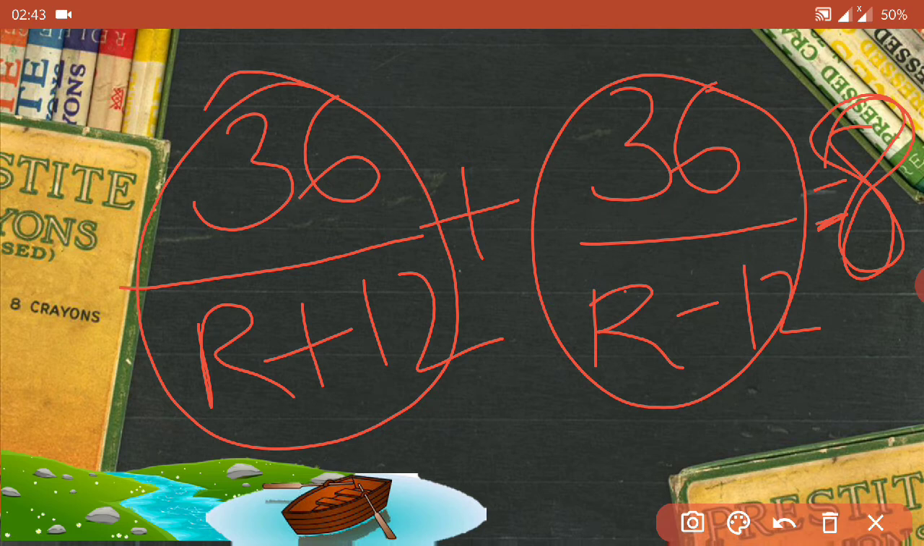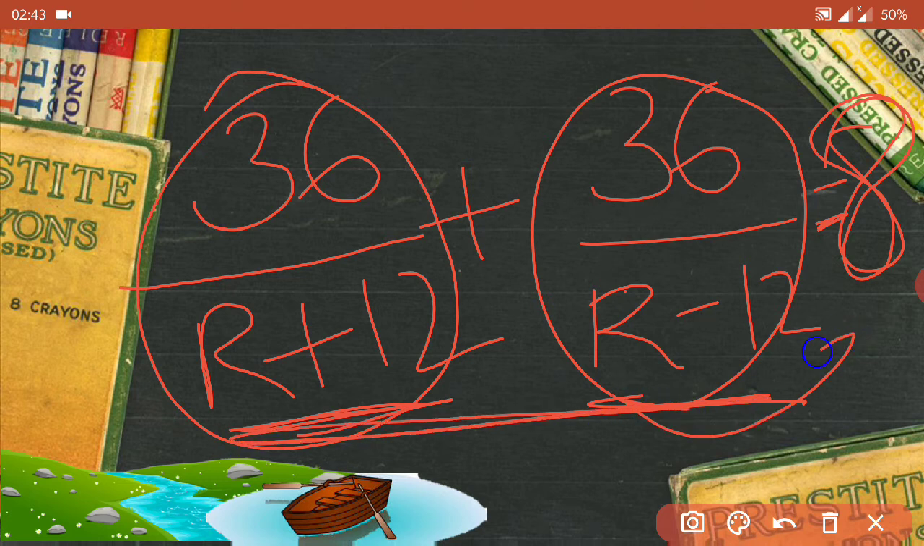All you have to do is calculate this part now, cross multiply. If you notice, this is 12 plus r and this is 12 minus r, which is nothing but a plus b, a minus b. Just a tip, you already know how to solve problems when you have an equation like this. Take this, then multiply on the other side and calculate.